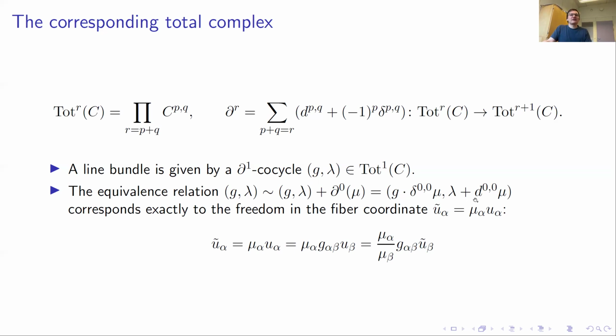So it turns out that this change corresponds exactly to the freedom we have in the fiber coordinate. We already saw that if we change the fiber coordinate like this, the lambda is changed like this. It's also not difficult to see that G changes in this way because you change to tilde u alpha, then you convert from u alpha to u beta using the transition functions. Then you want tilde u beta, and then you have to divide by u beta, and you get basically G alpha beta multiplied by this co-boundary in the check complex.